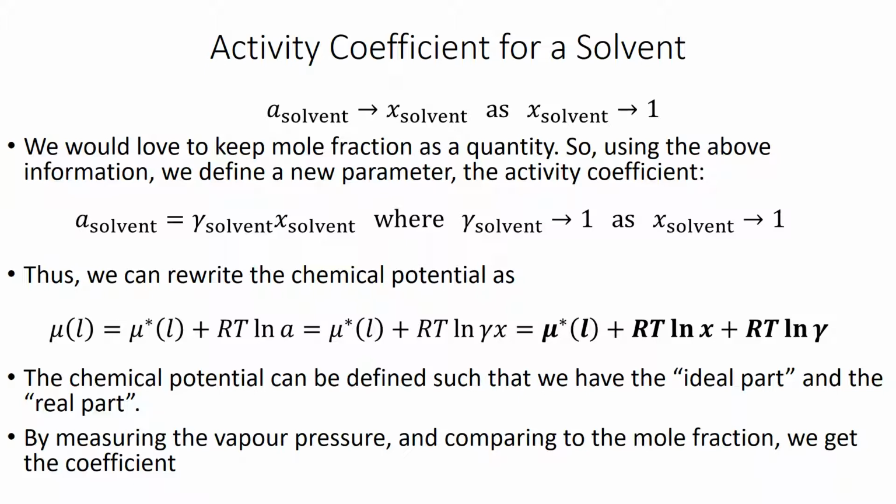We just recognize that this activity coefficient, gamma solvent, has to approach 1 as the mole fraction of the solvent approaches 1. So basically, we can rewrite the chemical potential, which you can see here below, and using your log rules, split up the activity component into two different sections: the ideal part, as you can see out here at the far right, RT log mole fraction, and the real or non-ideal part, which is RT log gamma. So, by measuring the vapor pressure and comparing to the mole fraction, we can get the coefficient.